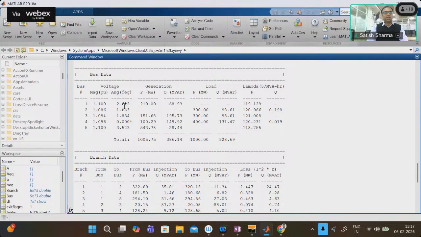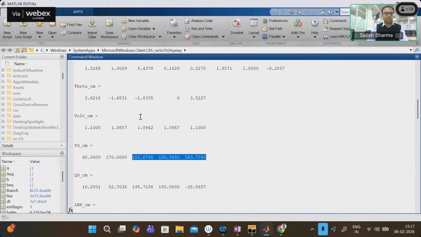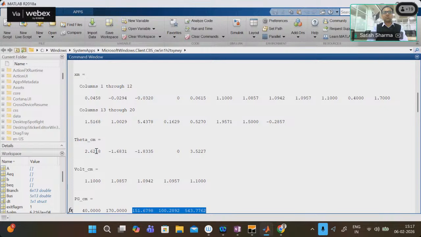And sorry, magnitudes were this, and then the angle is like 2.622. So I will just compare the very first angle. So 2.622 is the same value. So yes, we are getting the same result except the reactive power. Okay, because as these are non-convex, we may get a different result every time.